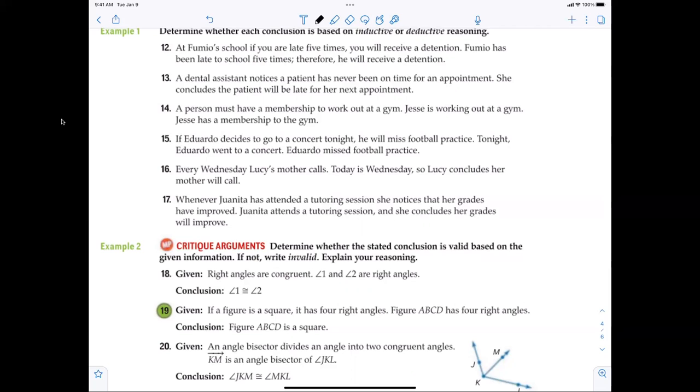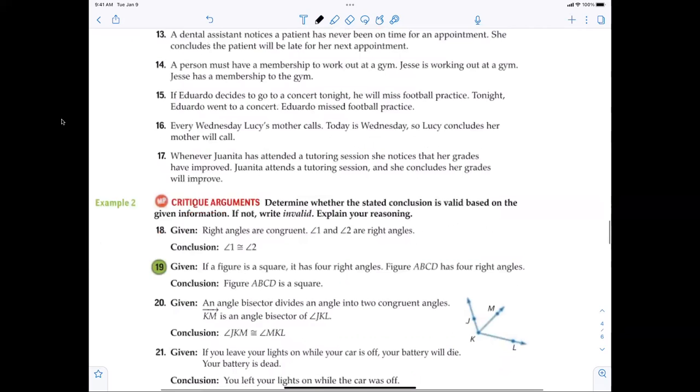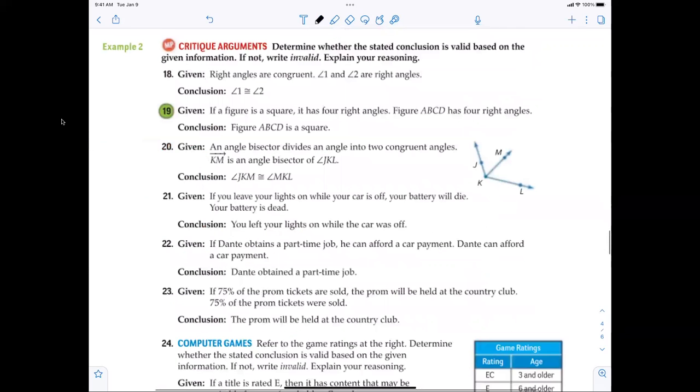15, if Eduardo decides to go to a concert tonight, he will miss football practice. Tonight, Eduardo went to a concert. Eduardo missed football practice. What is that? Deductive. All right, you guys got it. Let's go to 19.